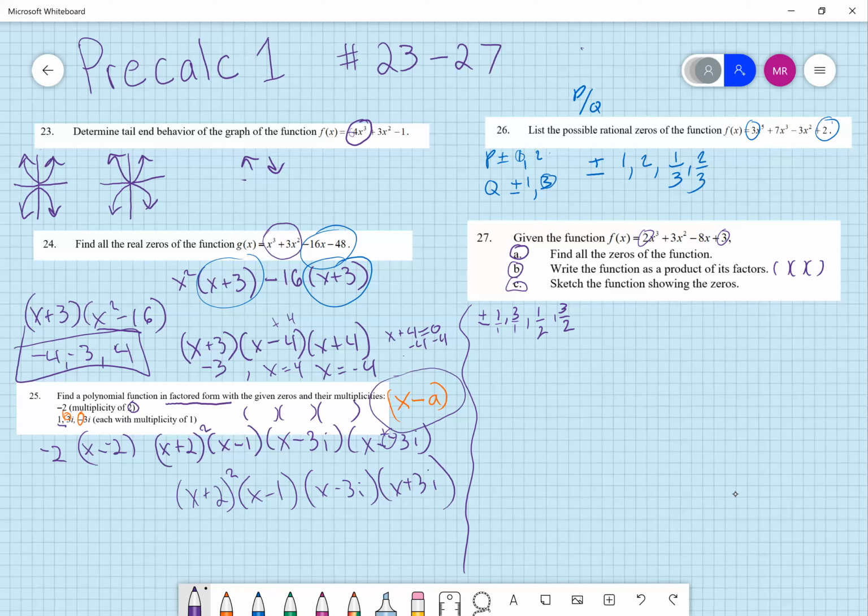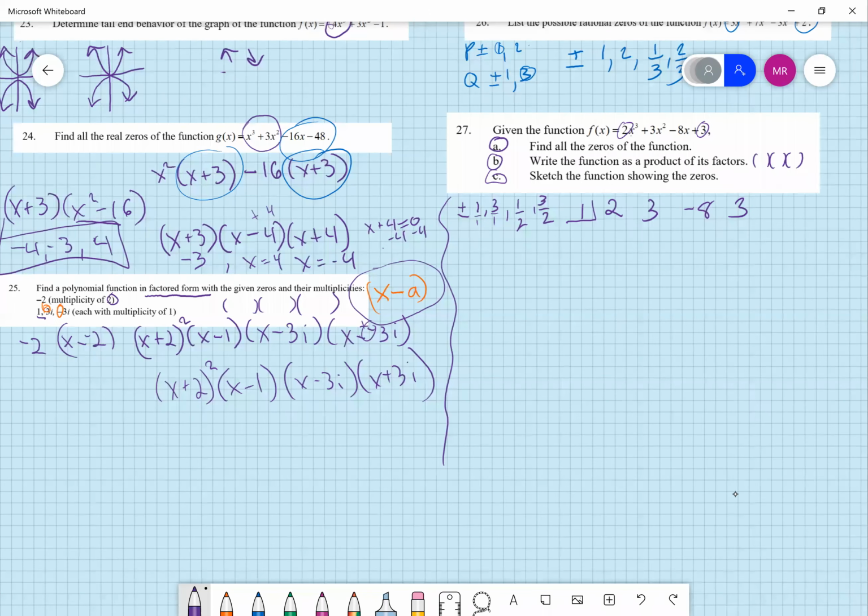Now we get to use synthetic division and see what's left, see what we can work out. So let's start with 1. And we've got x cubed, x squared, x to the first, and then our constant. So luckily it's all filled in and we're good there. So we've got 2, 3, negative 8, and 3. And if we go through and we get a 0 after we do synthetic division, we know that it's a root.